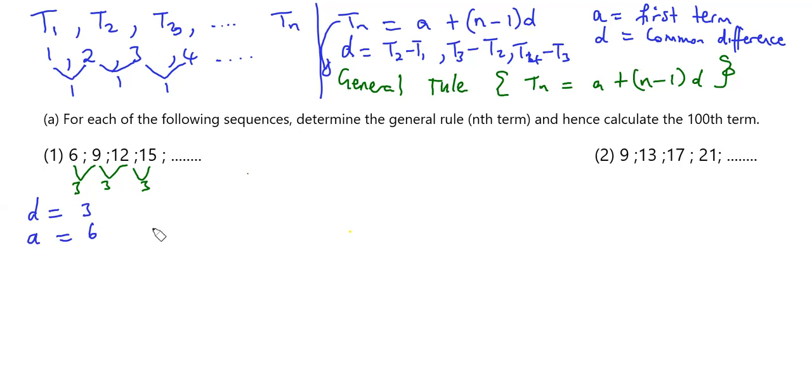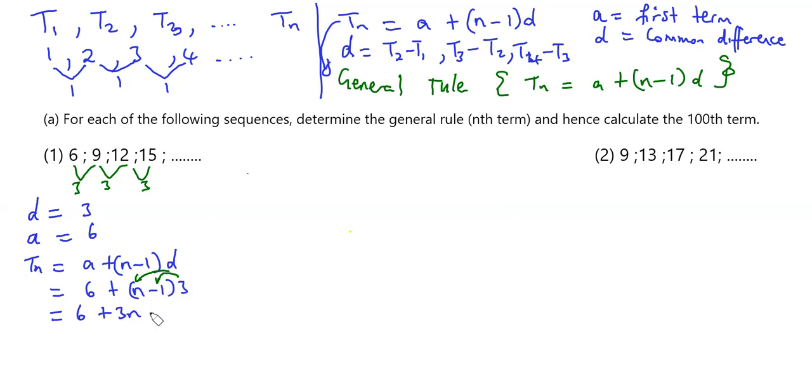So what do we do now? We're going to say Tn equals a plus n minus 1 d. What is our a? It is 6, plus n minus 1, and d is 3. In this case, you're going to multiply by 3 and take the 3 inside the bracket, based on the information you have from your algebra. So it's going to be 6 plus 3 times n, which is 3n.